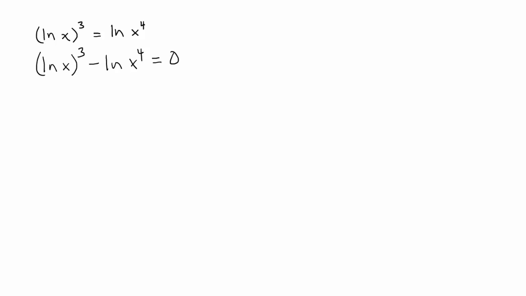We subtracted it out. And now I'm going to use the property of logs and bring the 4 out front. So I'm going to write this as (ln x)^3 - 4 ln x = 0.